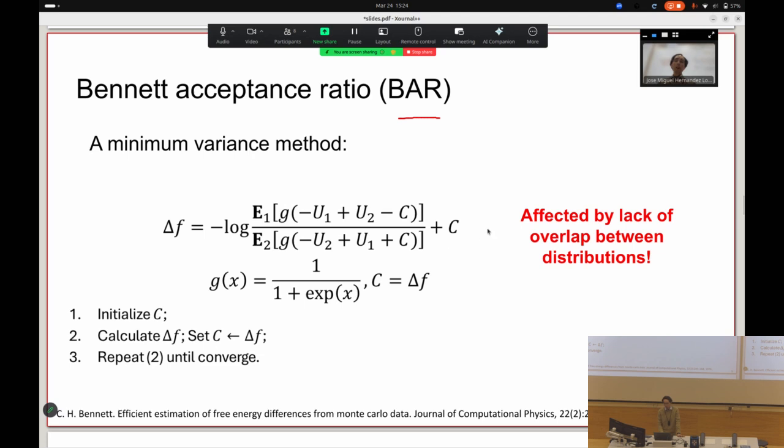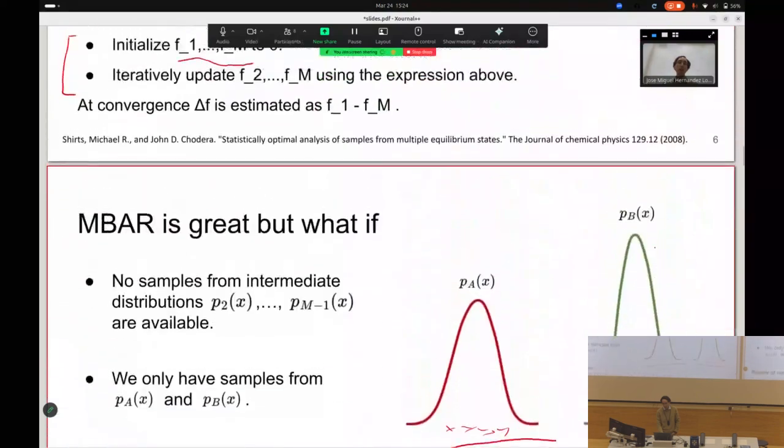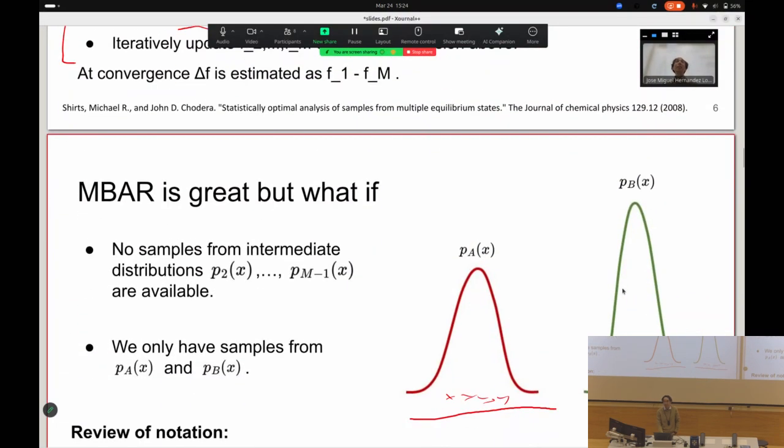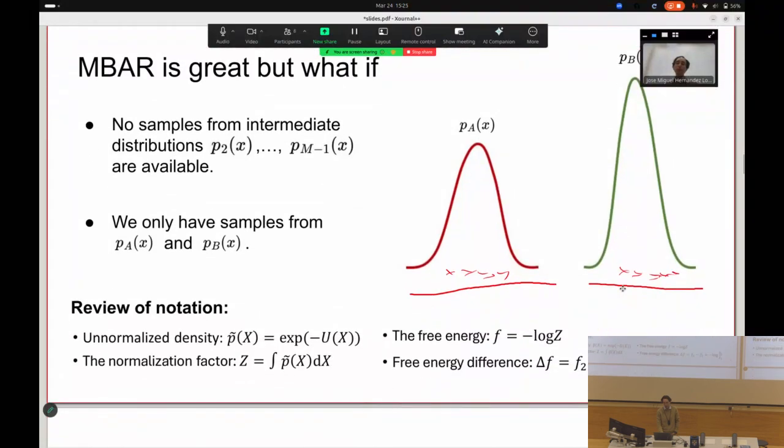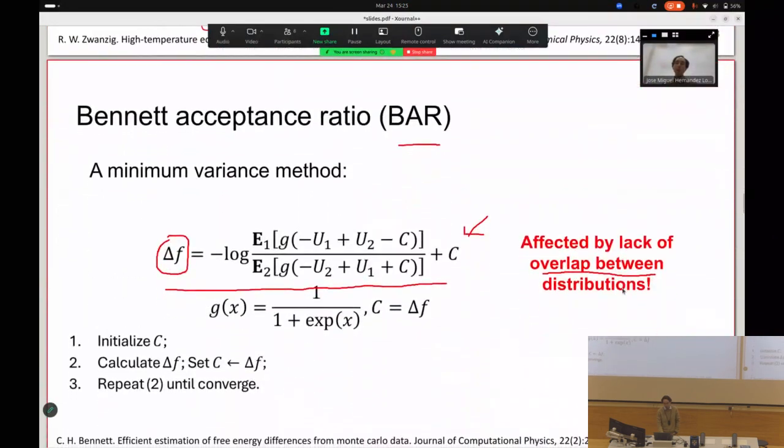It's similar to MBAR in the way that you start with a guess of the difference in normalization constants, this C, and then you update to get an updated estimate of the free energy, and then you repeat the process. So BAR has way less variance than importance sampling. But if there is no overlap between these two distributions, PA and PB, it still suffers, and it will have high variance. So you're going to still run into problems.